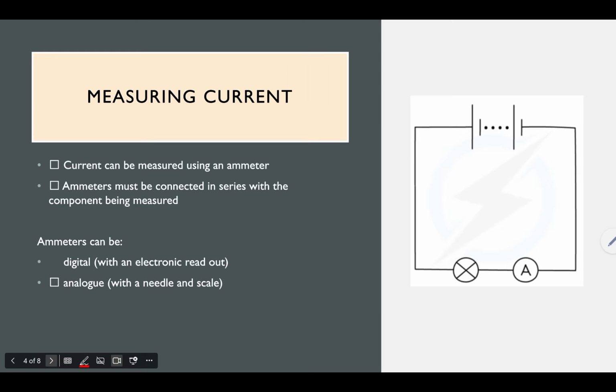To measure current, we use an ammeter, and it has to be connected in series with the component being measured, not in parallel, okay? The ammeter can be digital with an electronic readout, or it could be analog with just a needle and a scale.